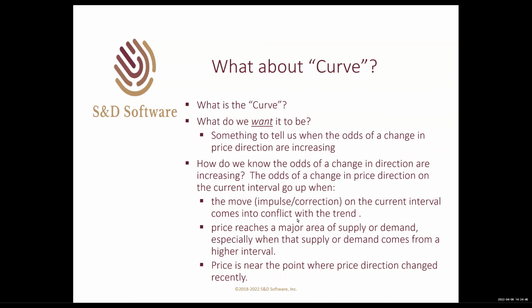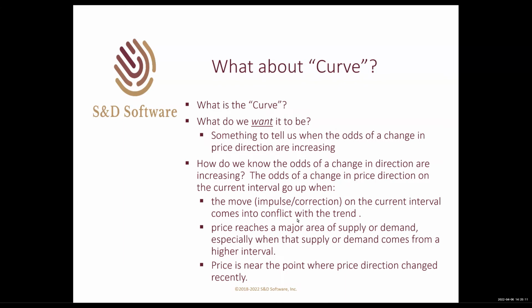So how do we know when the odds of a change in direction are increasing? Well, the odds of a change in direction go up when the move on the current interval comes into conflict with the trend.